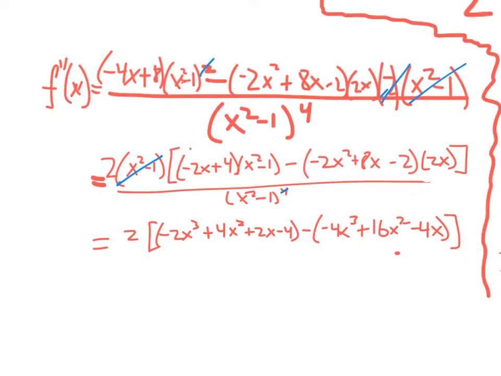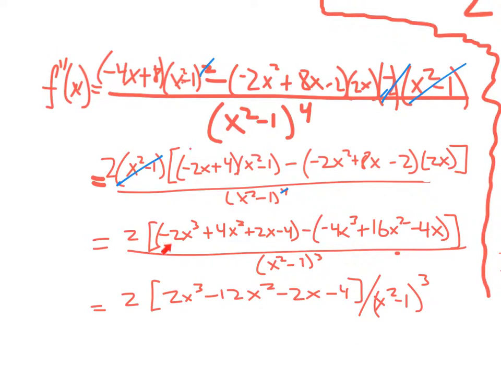So distributing that through and multiplying that out, we get these guys here. And let's finish it off by just combining these crazy things. Don't leave behind that denominator there. All right, and we get a positive 2x cubed. We get a negative 12. We get a 2x minus negative 4x. Oh, that's going to be a 6x. And we have a negative 4. All over this x squared minus 1 cubed.